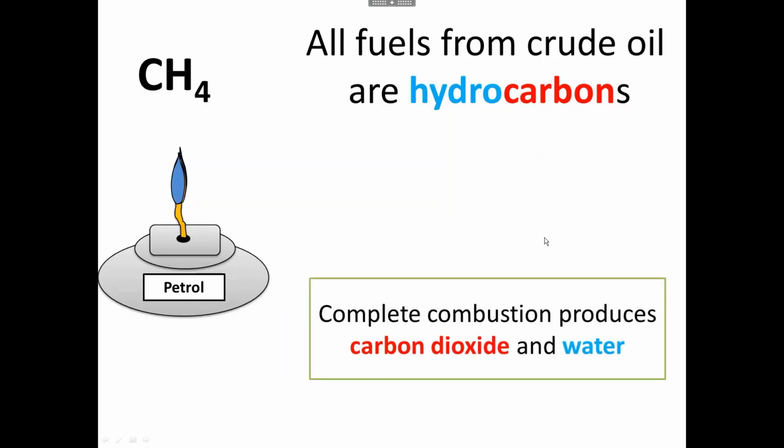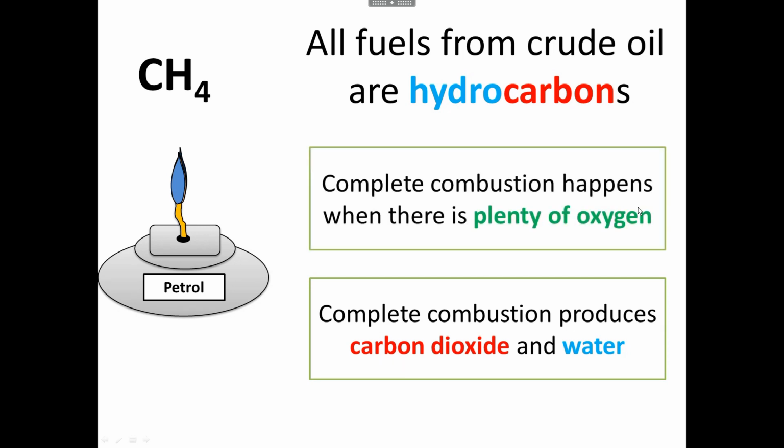Okay. Now, there's an extra term for this. We call it complete combustion. If a hydrocarbon burns and it makes carbon dioxide and water, we use this extra term. We call it complete combustion. Now, that's because there is also something called incomplete combustion, which we'll look at in a moment. Complete combustion happens when there is plenty of oxygen. So if a hydrocarbon burns to release its energy with plenty of oxygen, it will make carbon dioxide and water, and we call it complete combustion.